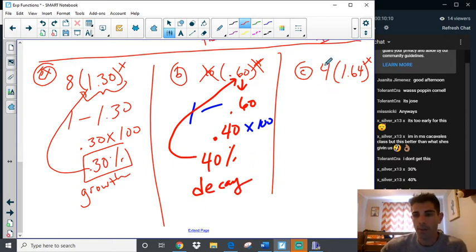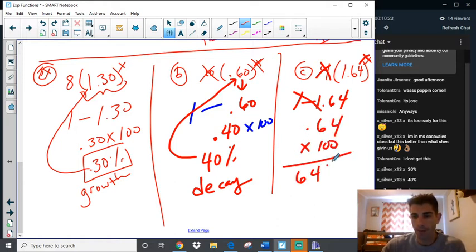And the last one here, 1 minus 1.64 is going to be 0.64. Multiply it by 100, that's 64%. Go back again in here. Is that greater or less than 1?